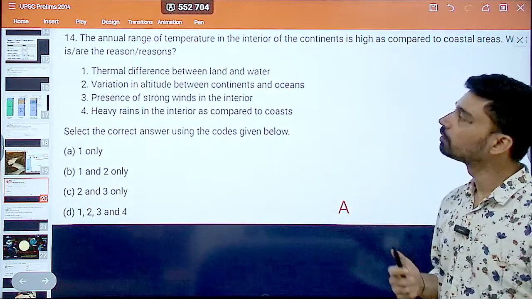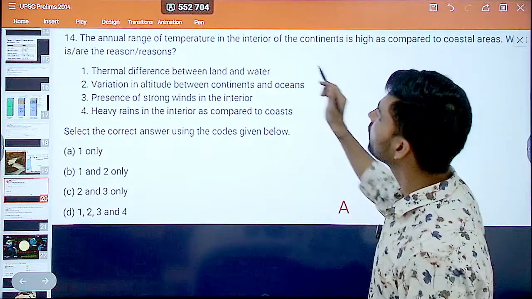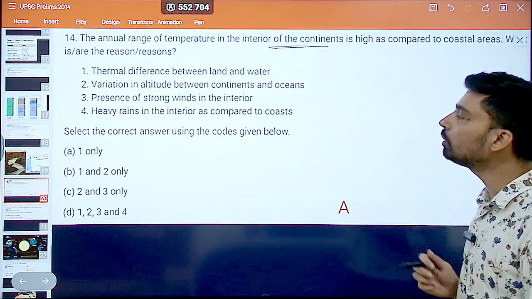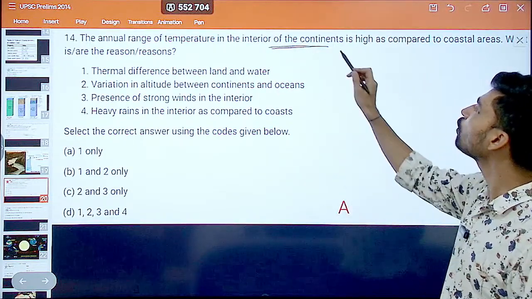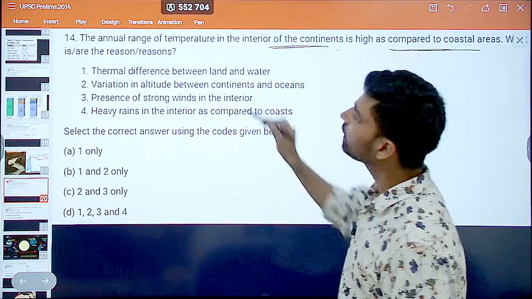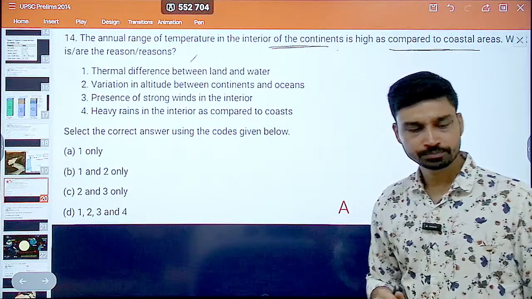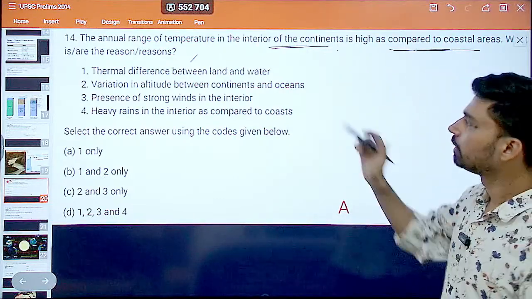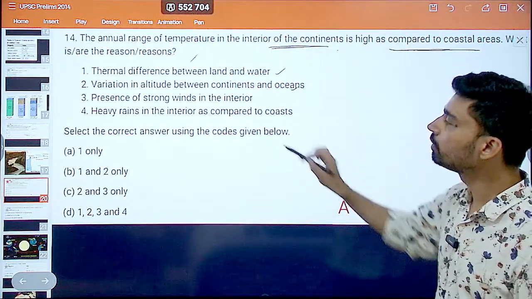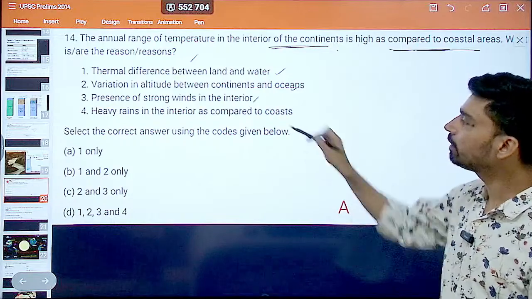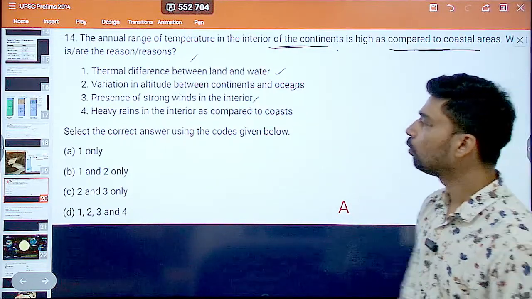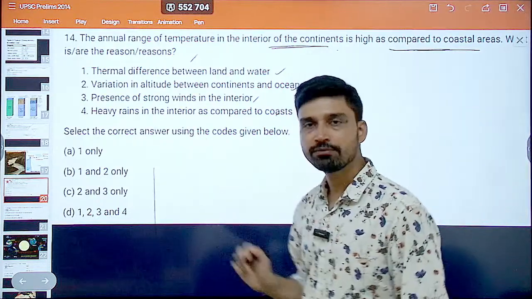Now, next we have to discuss the question that is asked about climatology again. The annual range of temperature in the interior of the continent is high as compared to the coastal area. What can be the reason or reasons? Four options are given here: thermal difference between land and water, variation in altitude between continent and ocean, presence of strong winds in the interior, and heavy rains in the interior as compared to the coast.